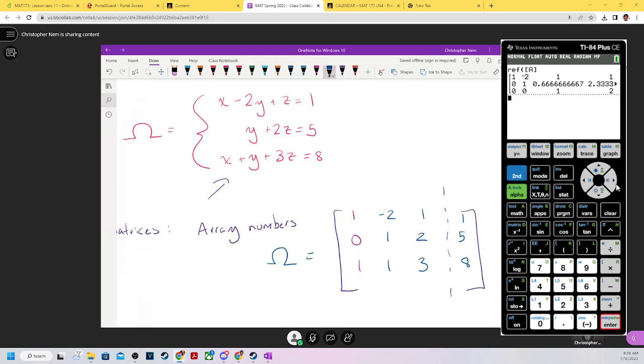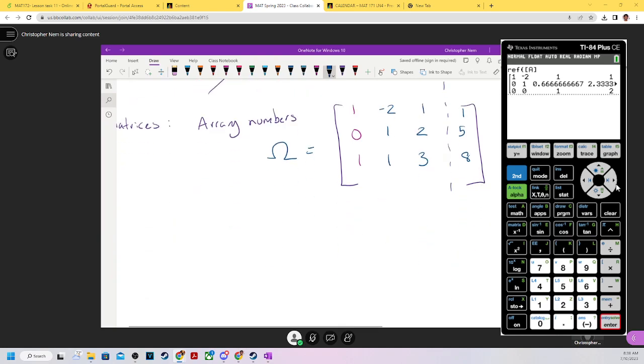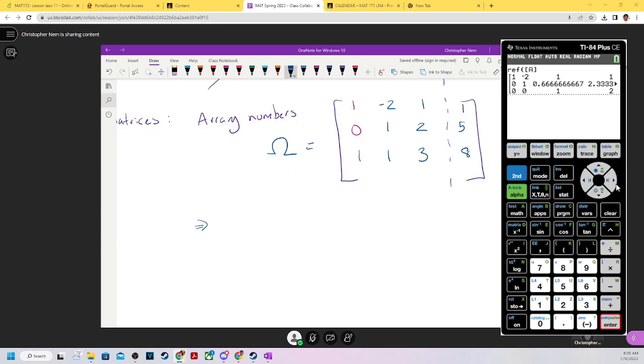So now I can actually write this out. I can say this omega simplifies to 1, negative 2, 1, 1; 0, 1, 2 thirds, 7 thirds; 0, 0, 1, 2. So I have my matrix simplified.